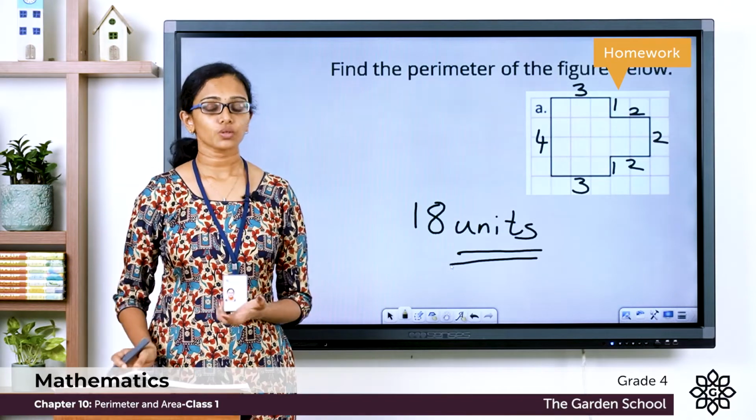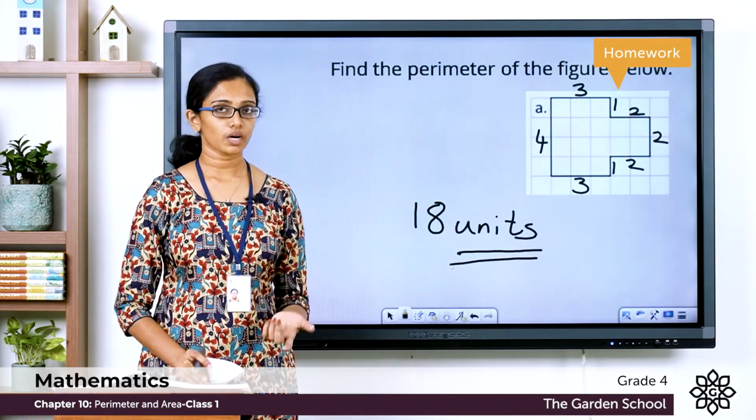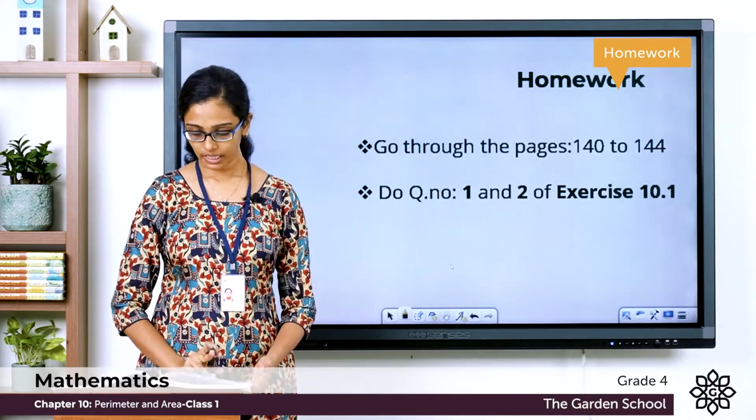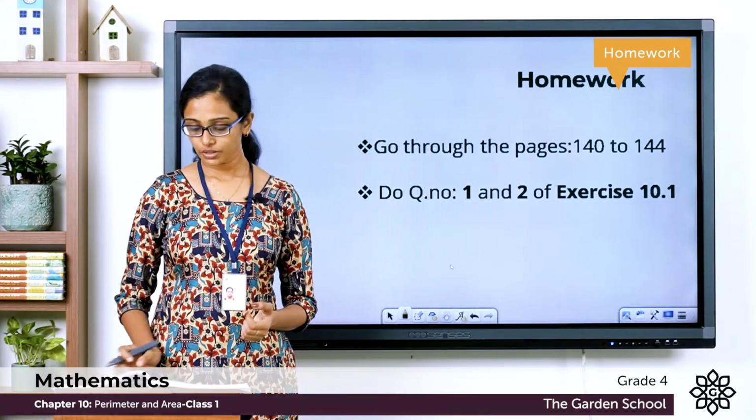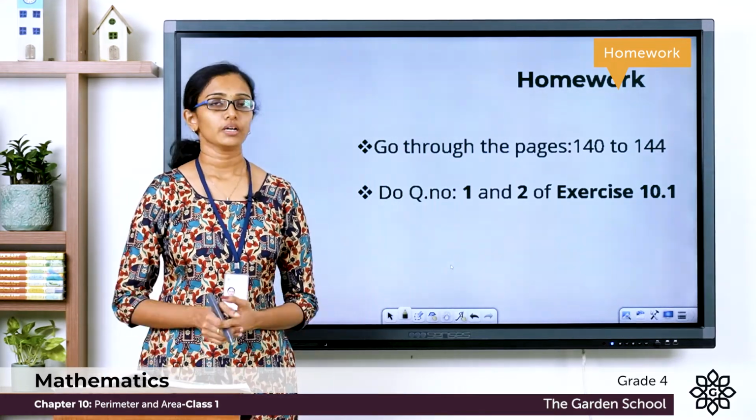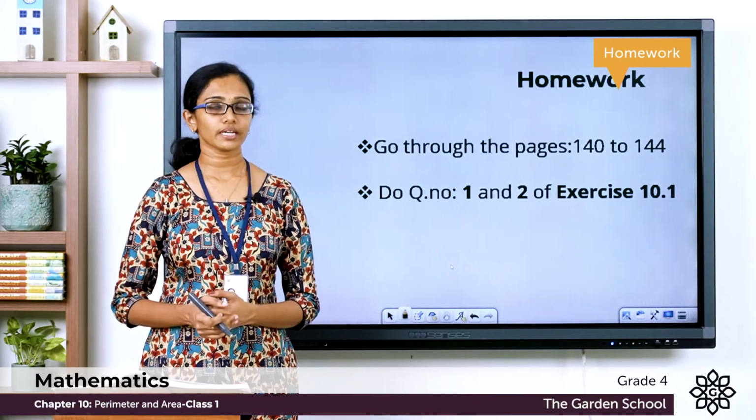Now you have to go through these topics from page number 140 to page number 144, and you have to do question number 1 and 2 of exercise 10.1. You can work out the questions in your textbook itself.